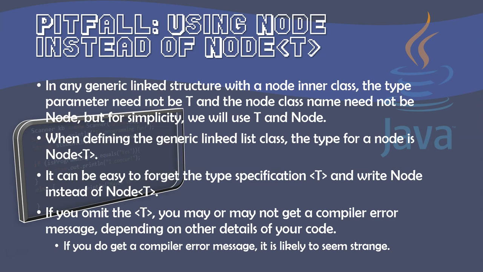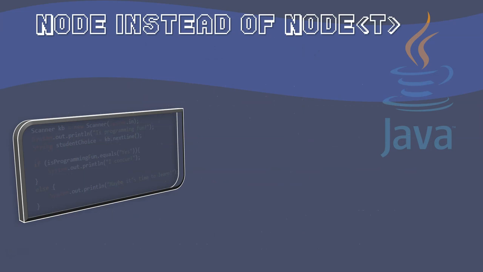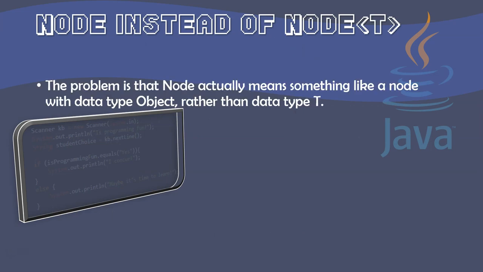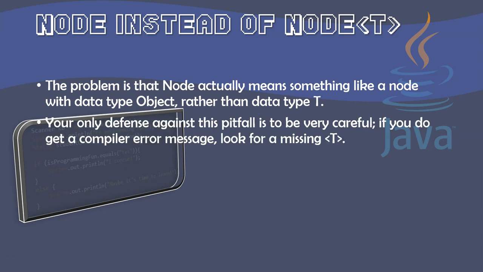If you do get a compiler message, well, it might seem a little strange, like why am I getting this error here? And that has to do with us, again, using Node instead of Node<T>. Because a Node is actually something that means, hey, I have a data type Object and I'm doing something rather than a data type T, because remember T is a type parameter. Your only defense against this pitfall is to be very careful. If you do get a compiler error, what do I do? I should see first if I am missing that bracketed T next to my Node.